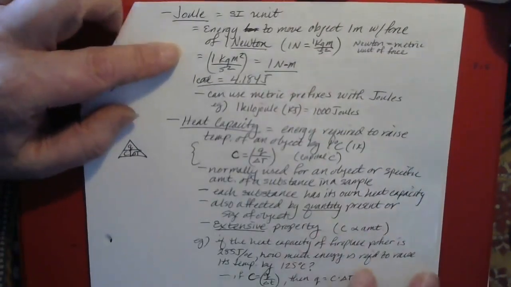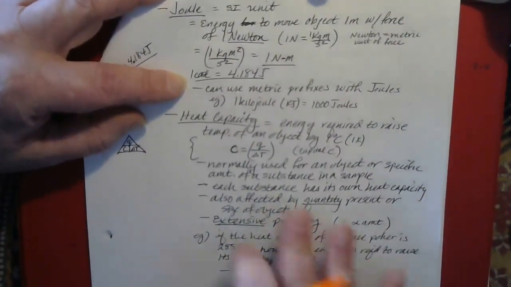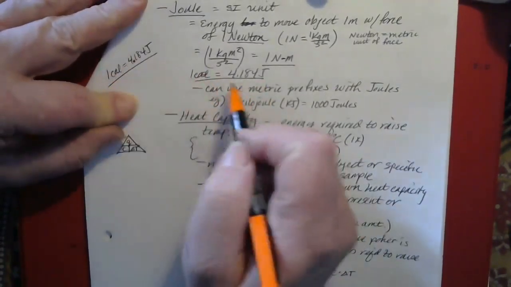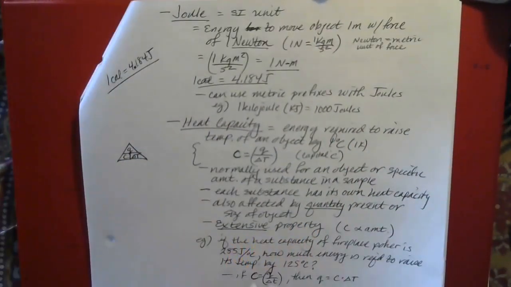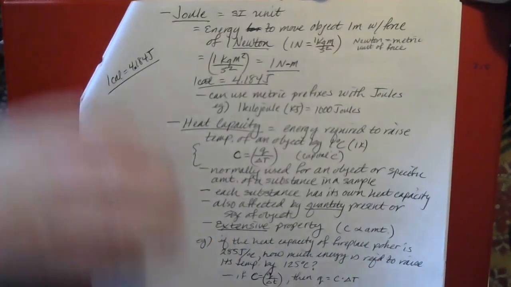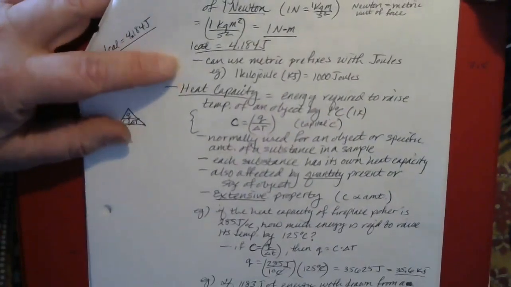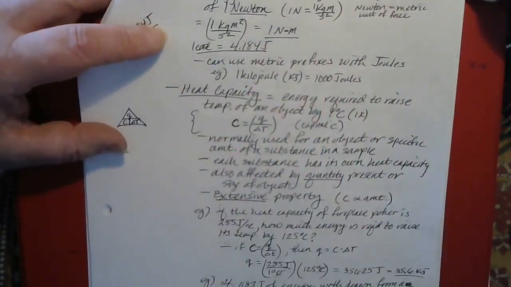The symbol for joule is J. It is a metric unit, so you can use metric prefixes with joules. Since a joule is such a small unit, we often end up talking about kilojoules, thousands of joules. So we'll change a lot of our answers to kilojoules in the near future. A kilojoule is 1,000 joules.